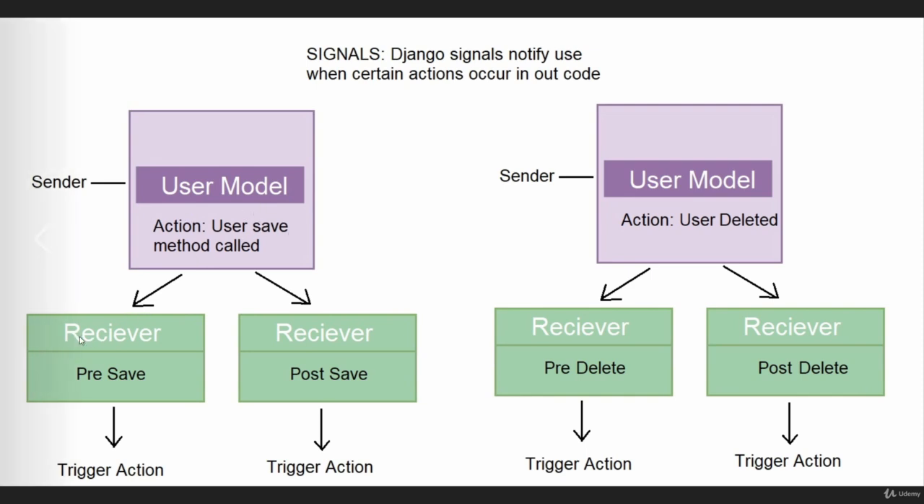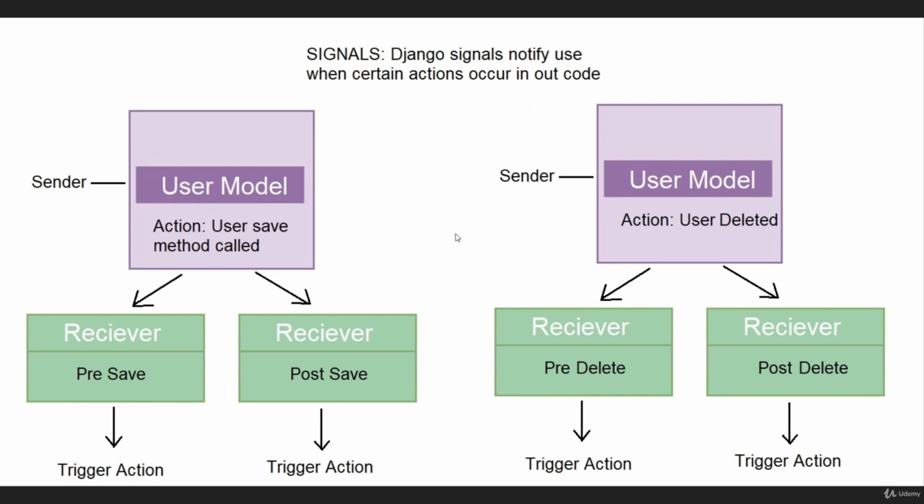What we can do is create these receivers, and one type of receiver we can create is a pre-save receiver that triggers before this action is completed. Right before save is completed, we can trigger a receiver, and that receiver can trigger a function that does whatever we want it to do. We can also use the post-save method, which would trigger after the user was created. This is where we can trigger an action and send an email. We don't have to write this logic anywhere in our view. We just create these listeners and we listen for events.